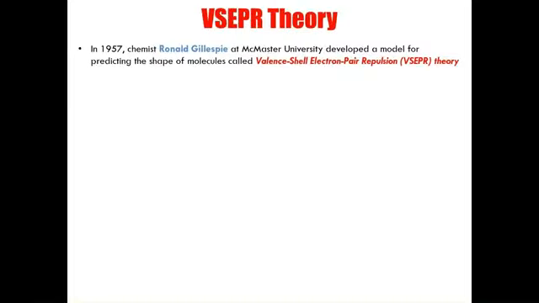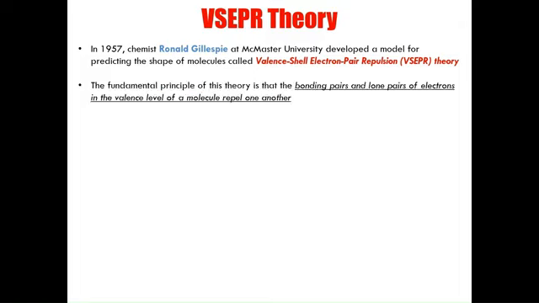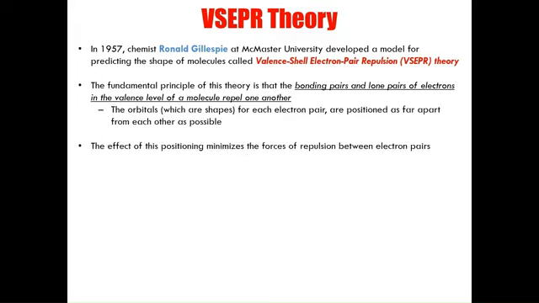Proposed in 1957 by Canadian chemist Ronald Gillespie at McMaster University, this theory is a model developed for predicting the shape of molecules due to electron repulsion. The fundamental principle of this theory is that the bonding pairs and lone pairs of electrons in the valence level of a molecule repel each other. This causes the orbitals in the molecule to position themselves away from one another so as to minimize the forces of repulsion between electron pairs. This decreases the molecule's overall energy and increases its stability.